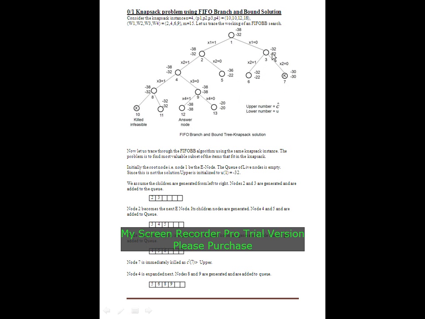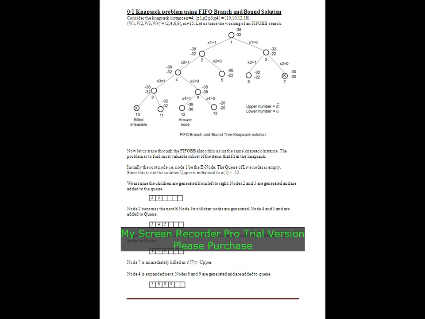So here minus 20, this is the upper bound, this minus 30 is C. The greater upper bound means the cost of 7, minus 30, is greater, so you can remove this. And next, 4 is expanded, since nodes 8 and 9 are generated and added to the queue for 4. 8 and 9 are generated with values similar to the previous one, so you can continue in the queue.